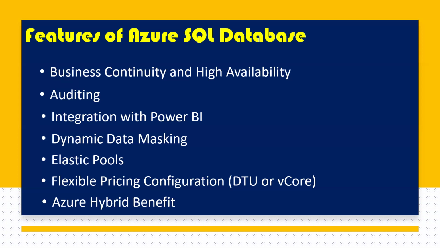And dynamic data masking. Some of the data you don't want to show to all the users, you want to hide it. If you want to do the hiding, we can go with the dynamic data masking concept. Elastic pools: an elastic pool is like a configuration distribution. This is a very useful way of saving cost when we are using multiple databases.